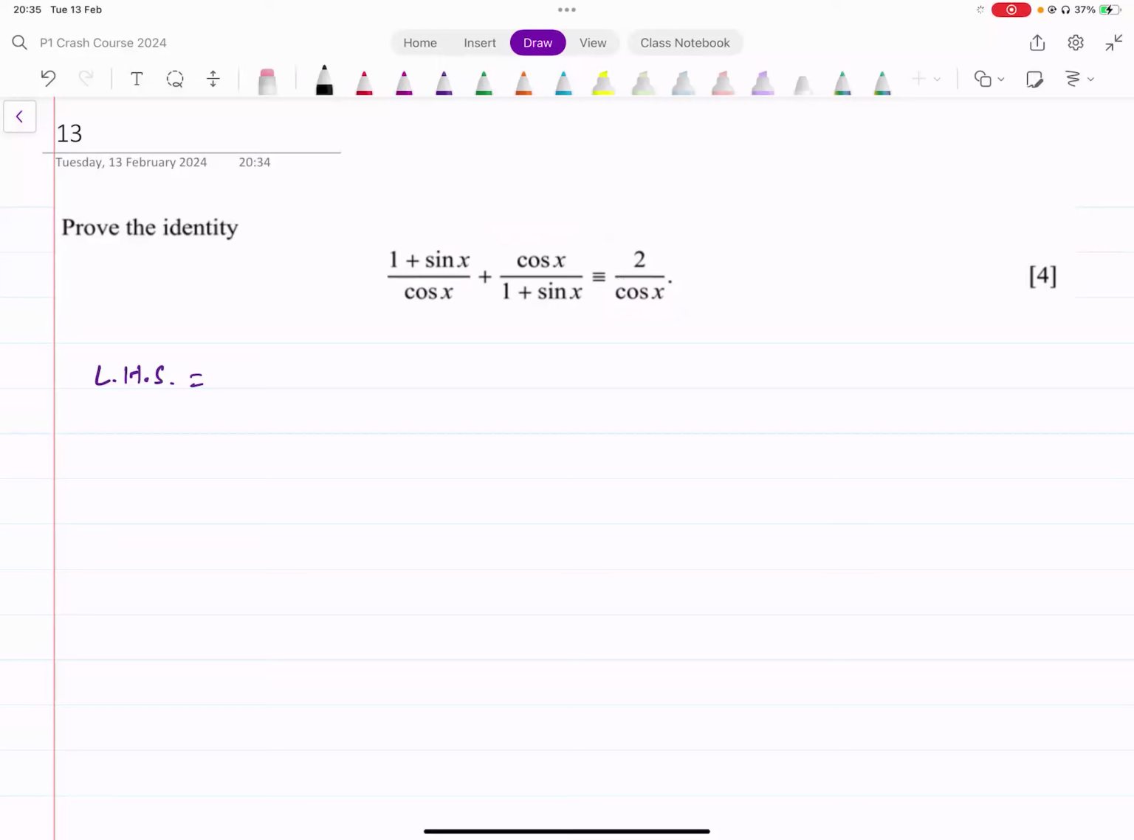Now, these are the two identities that we have. We're going to have them in front. Sine squared theta plus cos squared theta is identical to 1. And tan theta is identical to sine theta over cos theta. These are the two identities, right?